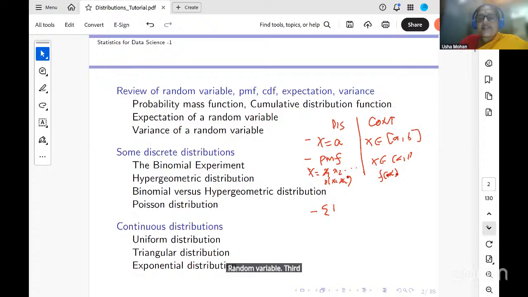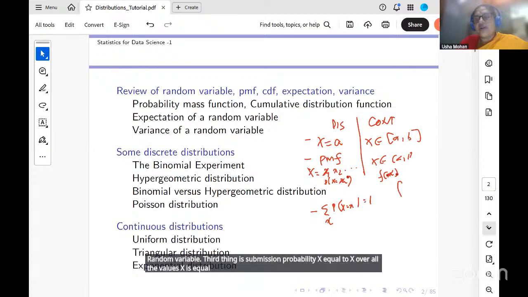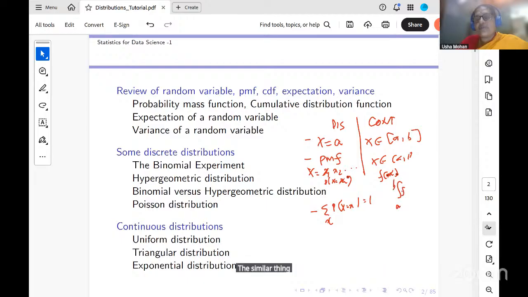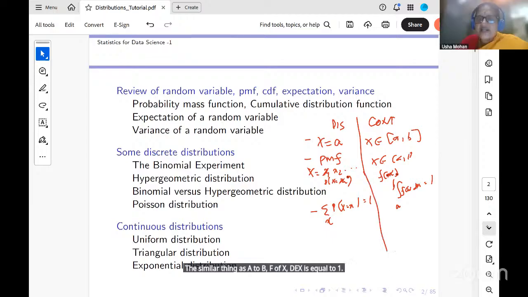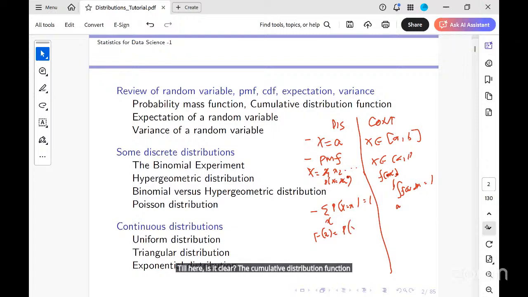Third thing is summation of probability X equal to x over all the values of x is equal to 1. The similar thing is integral from a to b of f of x dx is equal to 1. Till here is it clear? The cumulative distribution function is probability X is less than or equal to a.